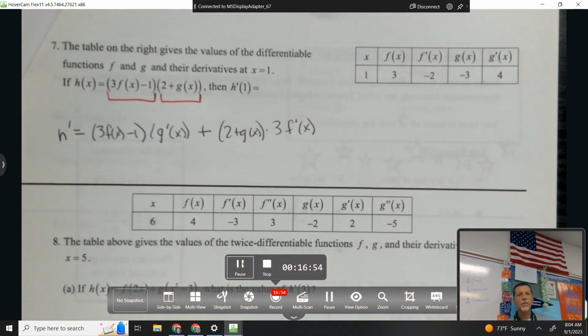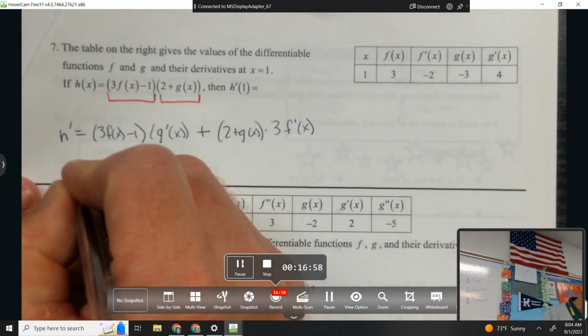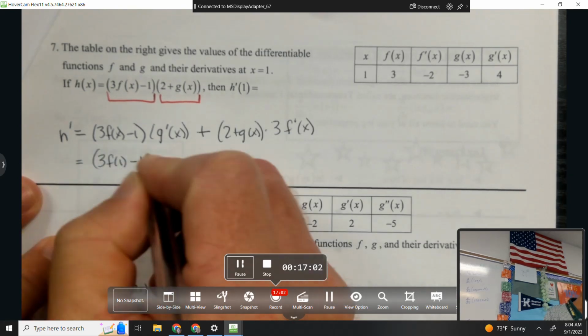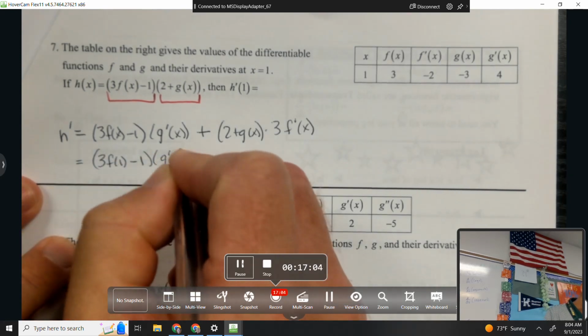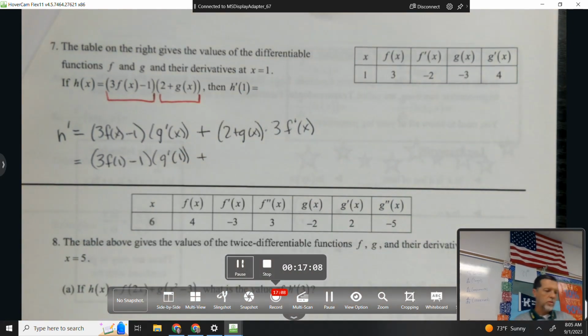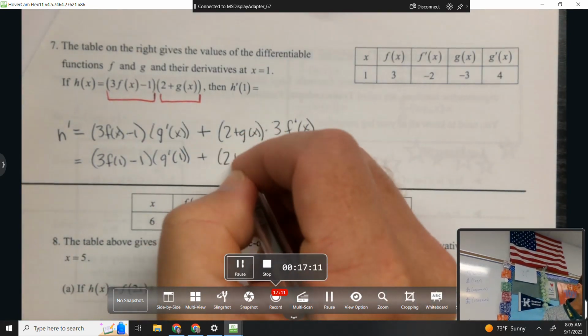And so if we want h prime at 1, we got to plug all those pieces in. 3f of 1 minus 1 times g prime of 1. I suppose you could substitute and go to the table kind of all at once if you didn't want to write all this down.